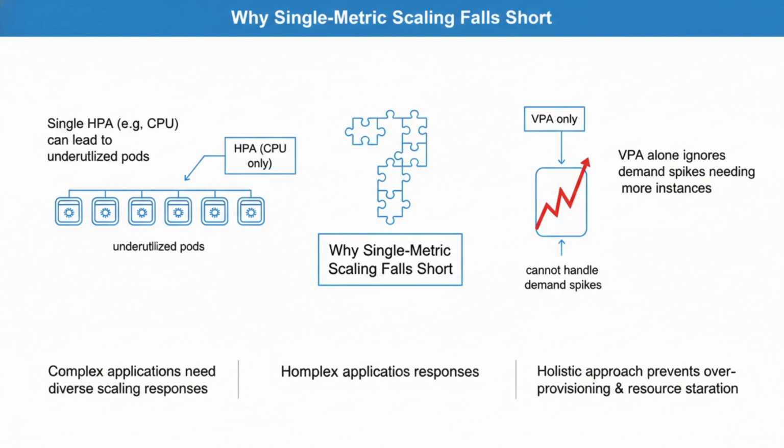A holistic approach is essential because applications are complex. They don't just consume CPU, they interact with databases, queues, and external services, each with its own scaling characteristics. Combining these strategies creates a robust and truly optimized system.